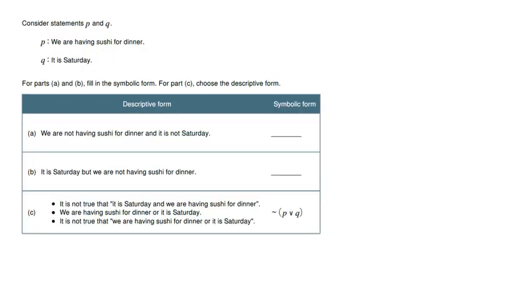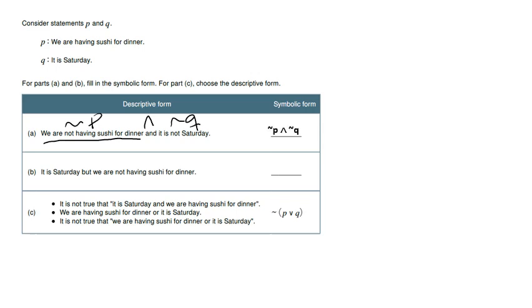Representing P by we have sushi for dinner and Q by it is Sunday. We're doing the same thing here. We want to take a descriptive form, write symbolic form. We are not having sushi for dinner is the negation of P. We're joined with and to the simple statement it is not Saturday, not Q.